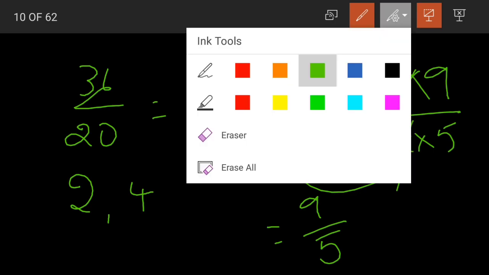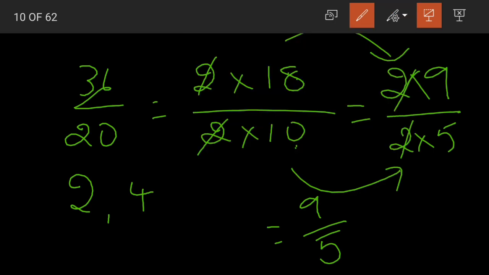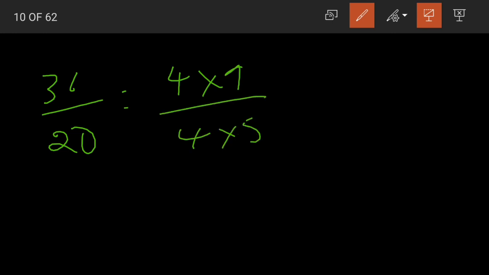Clear, students? Now this is one way of doing it. Or for 36 by 20, you take the bigger table here, the 4 table, right? 4 9s are 36, 4 5s are 20. So 4 and 4 get cancelled, and 9 by 5 will be remaining. So 9 by 5 will be the lowest term.